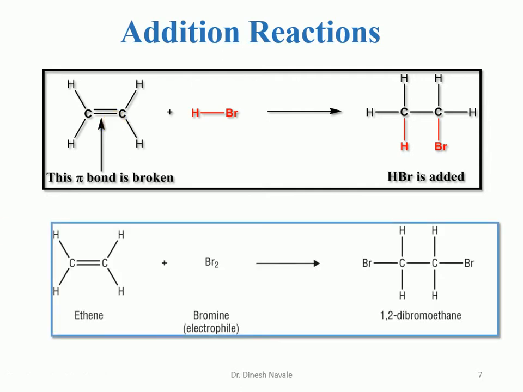So this is another example of addition. The first example was hydrobromination, or hydrohalogenation. The second one is halogenation. It is the addition of bromine across the carbon-carbon double bond, so it is also an electrophilic addition.